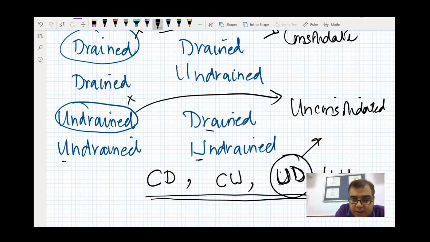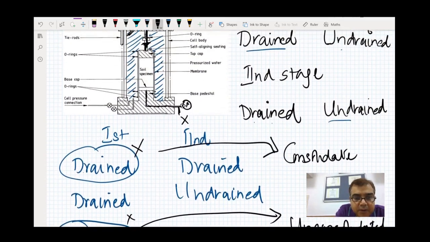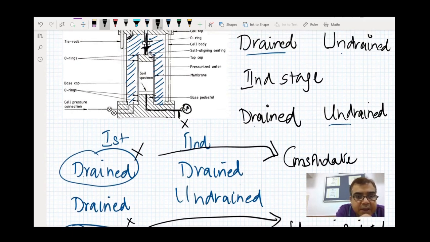When in the first stage, you tell the water to stay within the sample. So if I go back to the figure, in the first stage, what you're essentially saying is you don't allow the water to escape. So you have closed this barrier in the first stage. But in the second stage, you have opened this barrier, right?